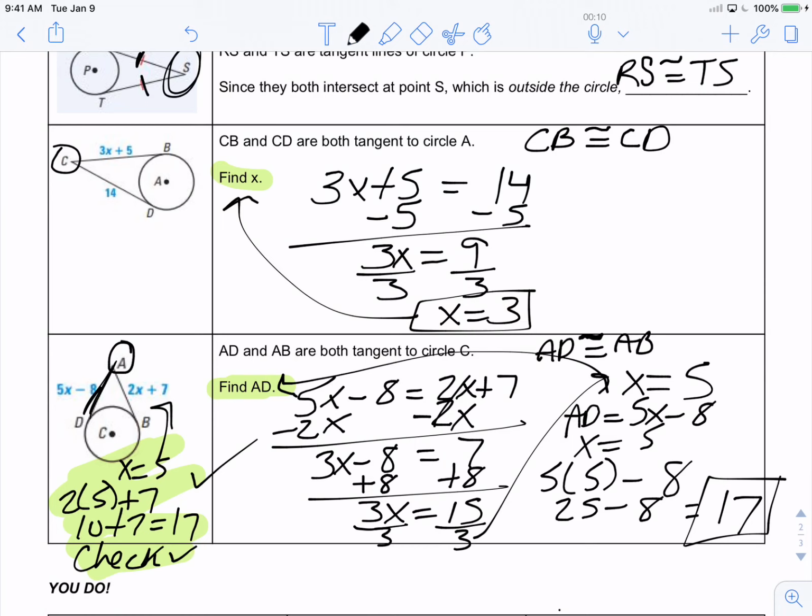So, we've learned two different scenarios. If they're tangent and they intersect outside, then they're going to be equal. The other case is it's perpendicular. So there's two different cases. They're not really related, but it's just two special relationships that tangent lines have with other parts of the circle.